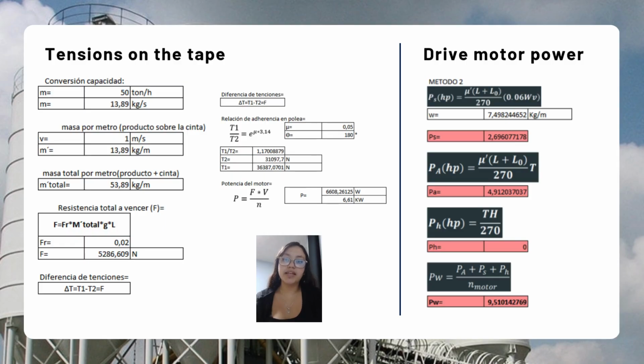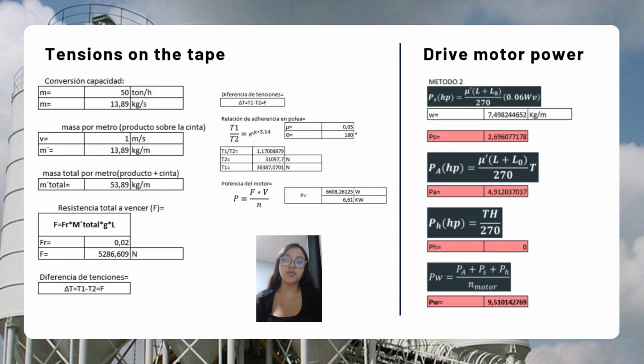In this slide, we first calculate the belt tensions. We converted the flow rate into the mass per meter of the material and the belt, and used that to calculate the friction force. Then we determined the difference between the tight side and the slack side tensions to ensure the belt does not slip.